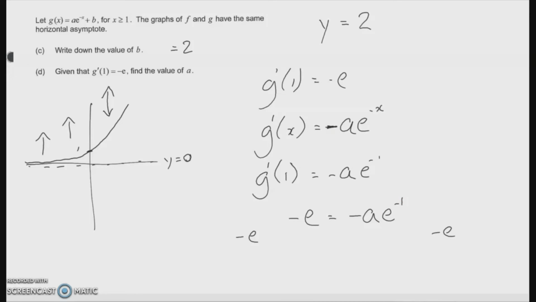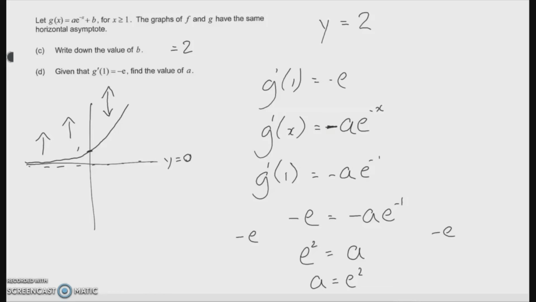On the left hand side, I now have e squared, and on the right hand side, e to the negative 1 and negative e. With this negative out front, just cancel through to a. So actually, despite looking tricky, not too bad, we end up with a is e squared.